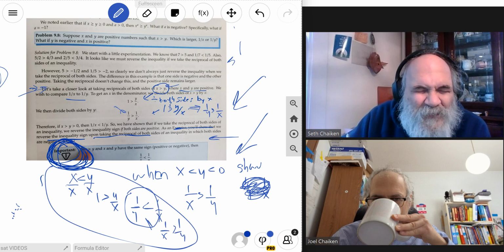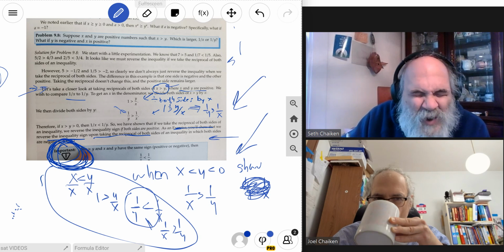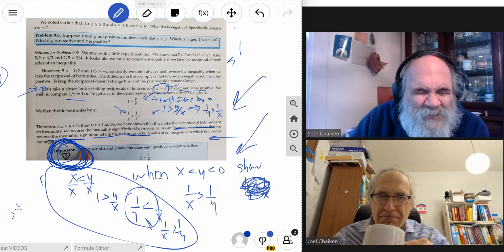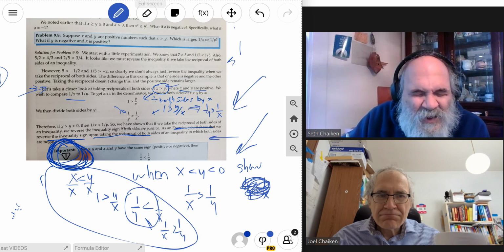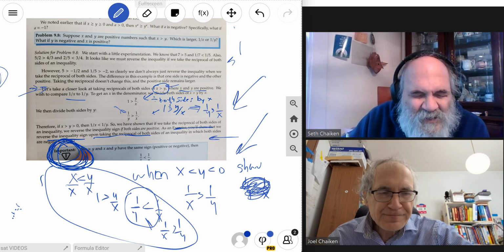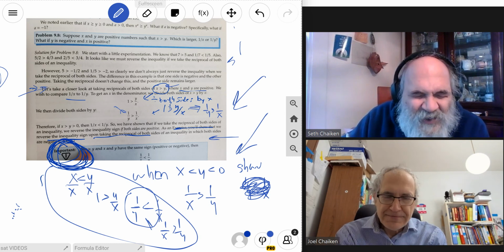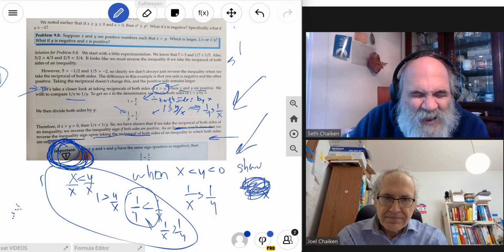The book gives you a rule that you could apply to later problems that have an inequality and a non-zero number. If you multiply or divide both sides by that number, and the number is positive, you keep the inequality direction. If it's negative, you reverse it.